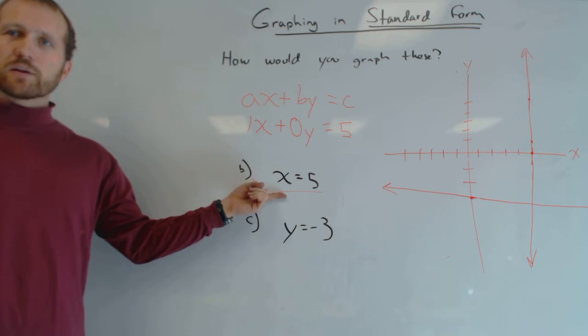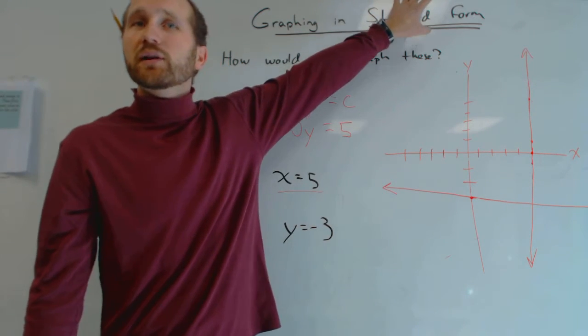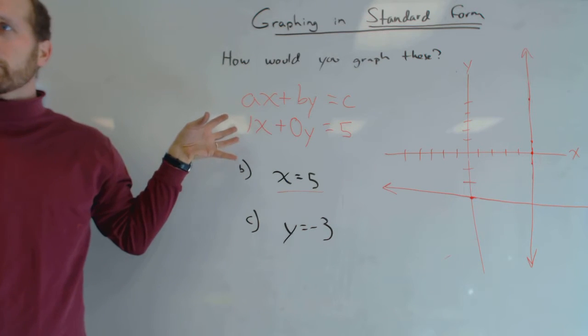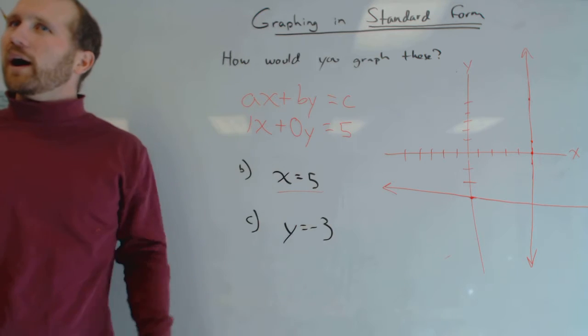No. So that's the whole reason this is called standard form. You can write any line in standard form. You cannot write vertical lines in slope-intercept form.